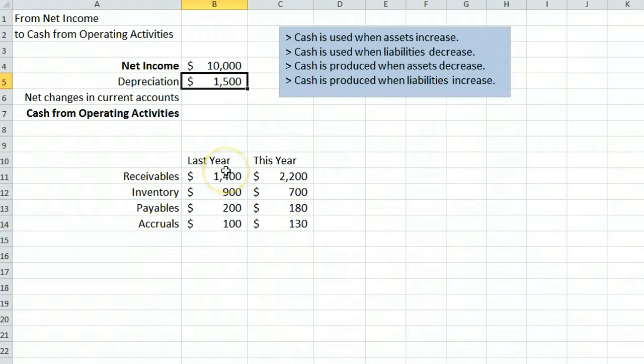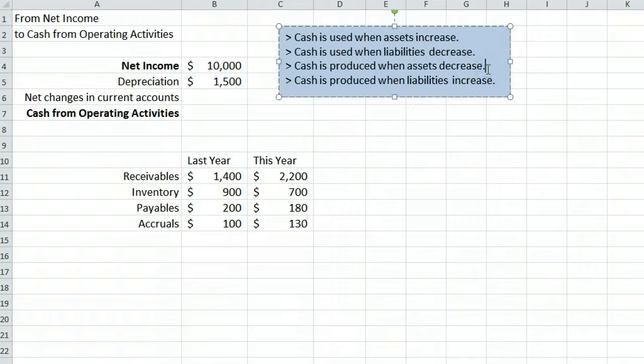Secondly, we have to recognize that changes in these current accounts also produce or use cash, and they do so according to these 4 rules. First, cash is used when assets increase. You can think of purchasing a building here. The building is an asset, you've increased your assets, but it used cash. Secondly, cash is used when liabilities decrease. You can think here of paying off a loan. Paying off the loan decreases your liabilities, but it used cash to pay off the loan.